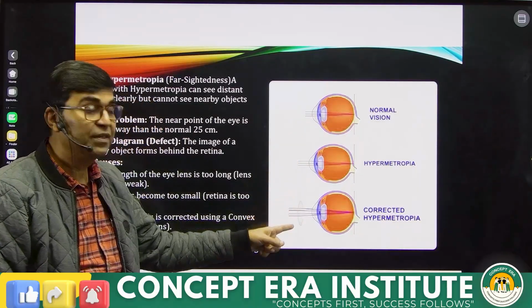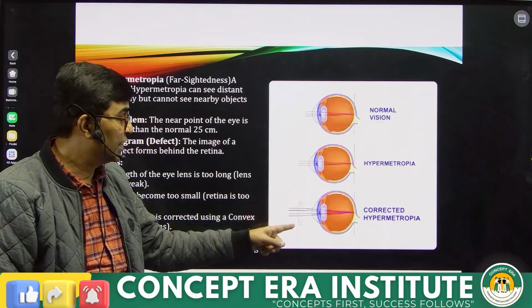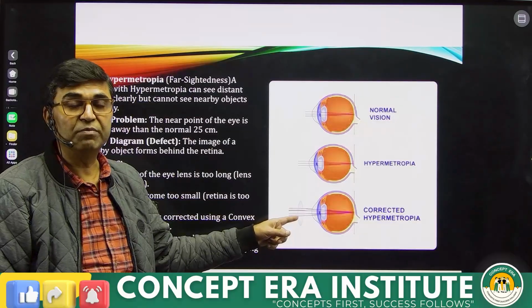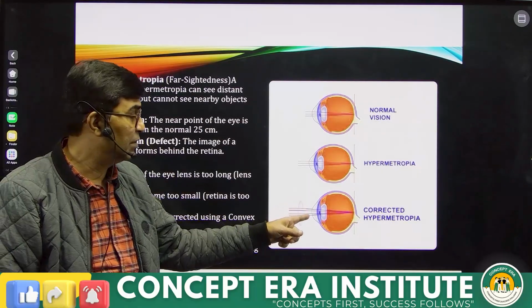And the correction is using a convex lens of suitable power. So we will be able to read properly.